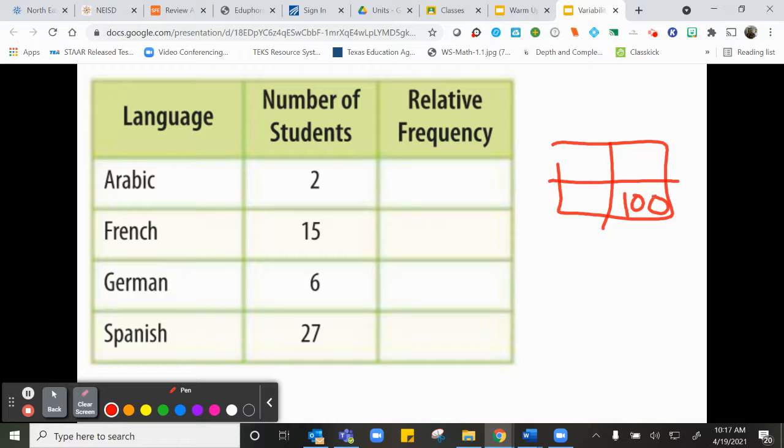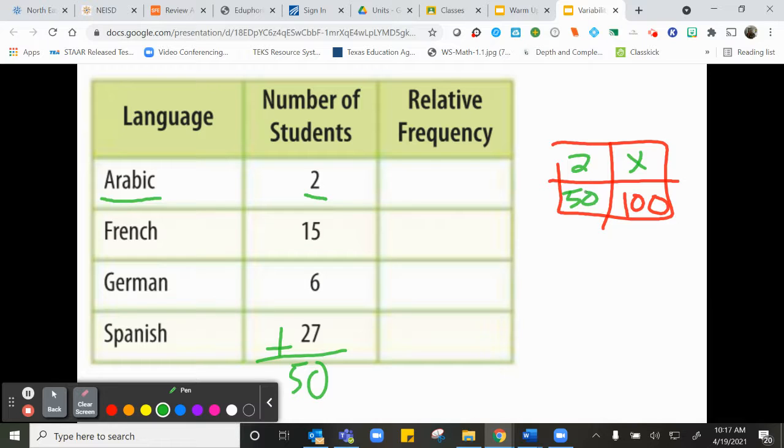Well, looking at this, I'm not given percent, so I know that's where my X is going to go. Let's start with Arabic. I see 2 students speak Arabic, so that's my part. But what is my whole? So in order to find out the whole, you have to add everything together, and you get 50. So we would say 2 out of 50, all right, speak Arabic.